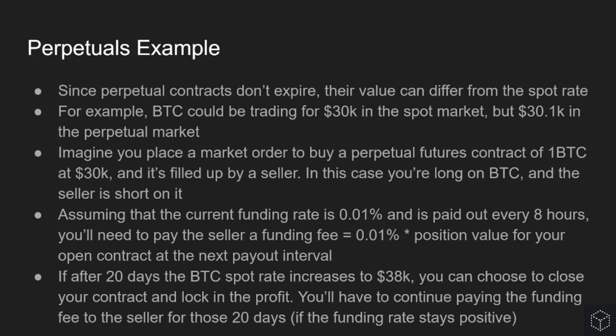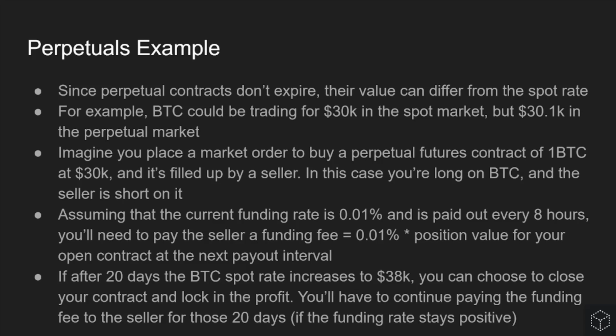So we'll get a little bit into how that works shortly. But in this case, you're going to be long on BTC, and the seller or the buyer of the short side is going to be short on it. So if we assume that the current funding rate is 0.01% and is paid every 8 hours, you'll need to pay a seller funding fee of 0.01% multiplied by the position value for your open contract every 8 hours, or the next payment interval.